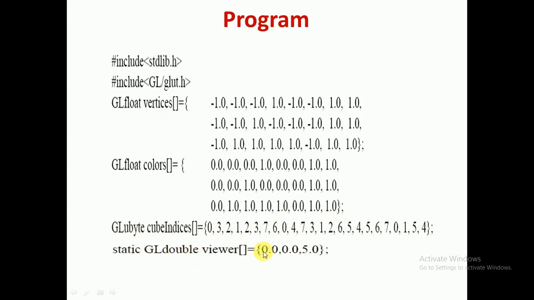Then the static global viewer. Here the viewer can see that object from the x-axis, meaning he can go onto the x-axis and stand there and see the cube, positive x-axis or negative x-axis. Then he can take the camera to the y-axis, meaning he can go to the top and see the object from the top side. That is positive y. If he comes to the bottom, below, then it is negative y.